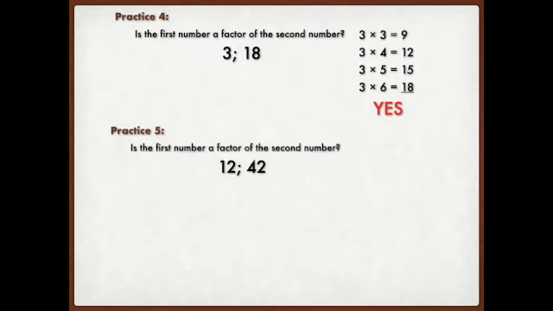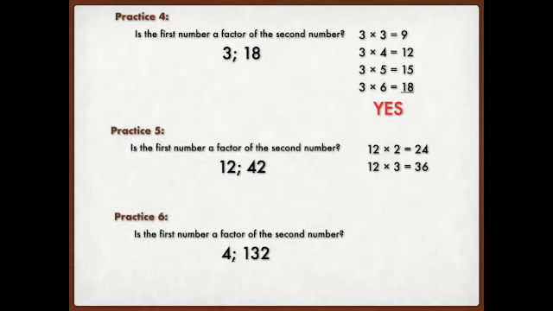Okay, here's another example of this. Can 12 go into 42? Well, we can easily divide and figure that out. And by doing that, we can see that no, 12 cannot go into 42. The closest, 12 times 3 is 36, and then 12 times 4 is 48, so it would not be a factor. Okay, then let's look at practice number 6. Can 4 go into 132?